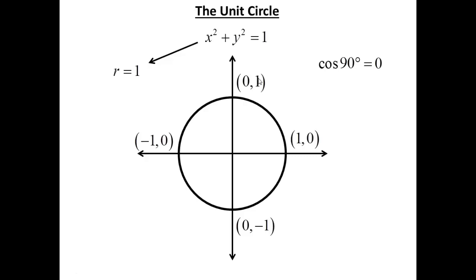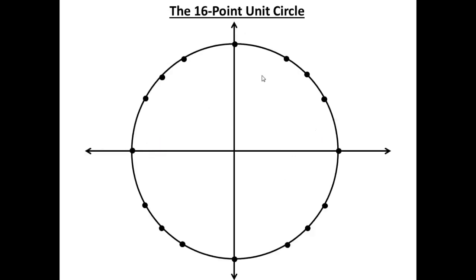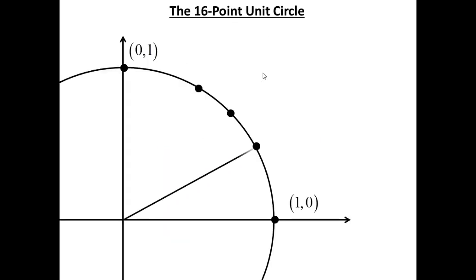So the question becomes, what are the coordinates? So let's take a look. Let's put all the pieces together, go through the entire 16-point unit circle, and identify what the coordinate is for each angle. Starting with 30 degrees.